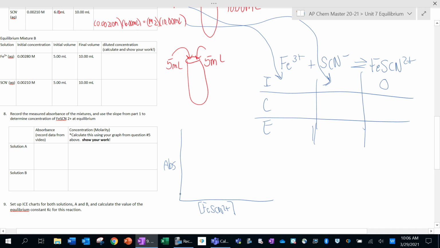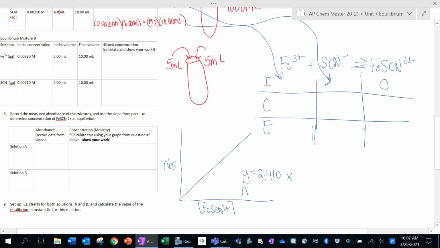Okay, but we need to know the relationship between absorbance and concentration. That's what we did in part 1. So look back at the video from part 1, question 5. It shows you what this graph looks like, and we calculated the slope of this line. And the slope of this line, I believe, was 2,410. So that is the slope of this line.